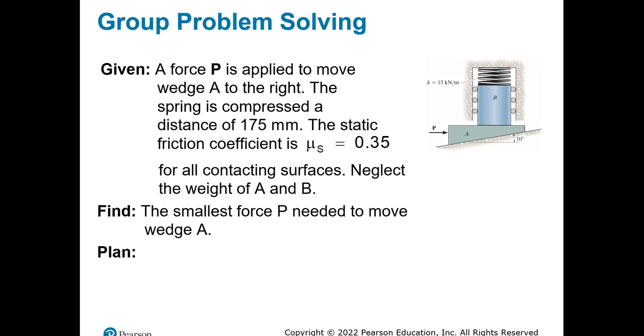So you have, as you see, the spring. Remember that there is a force due to the spring, which is equal to K times the displacement, or delta L. We don't have the weight, but we have normal forces, we have P, and we have the inclination equal to 10. And then what would be the plan?